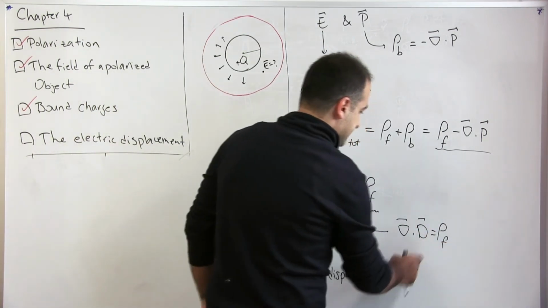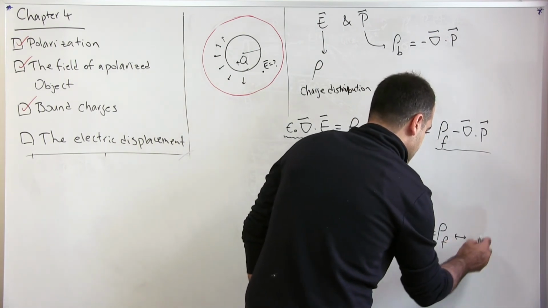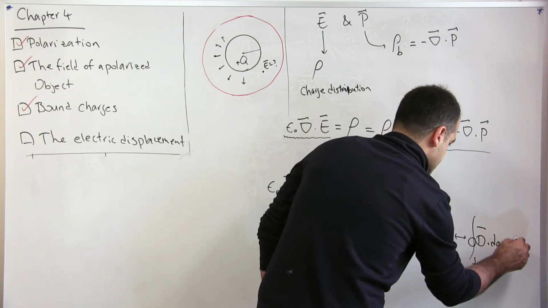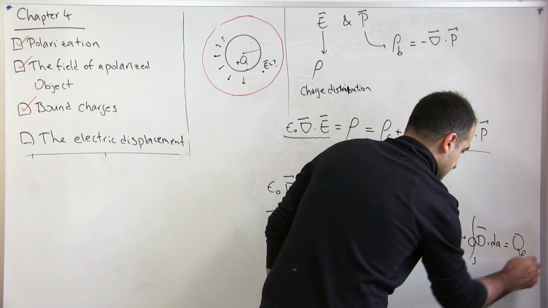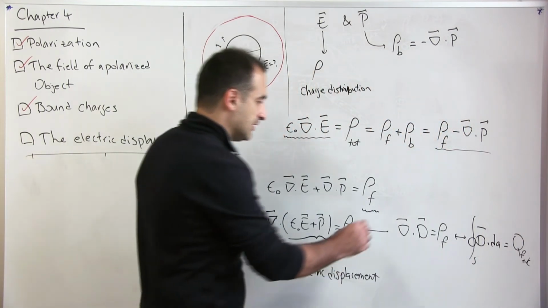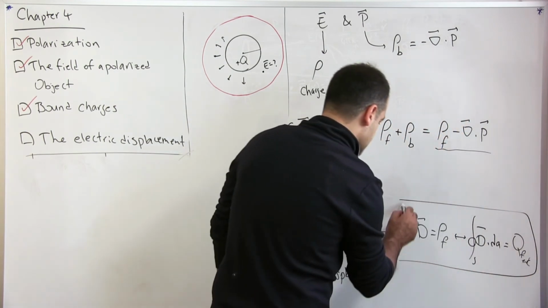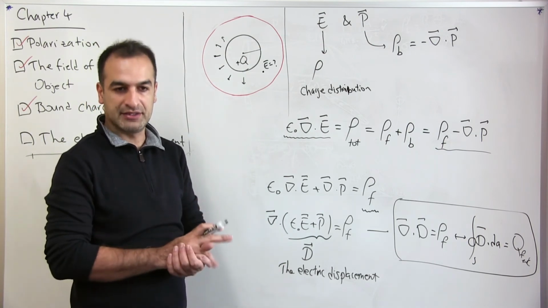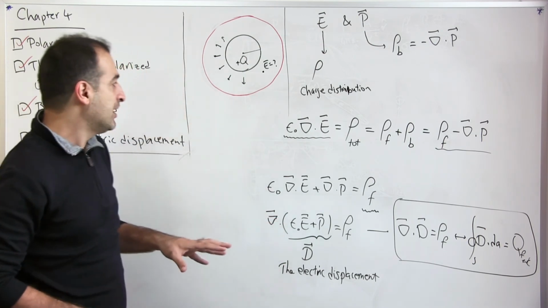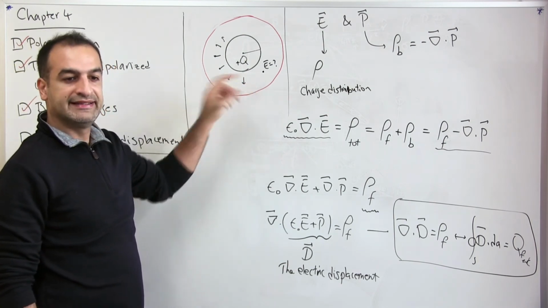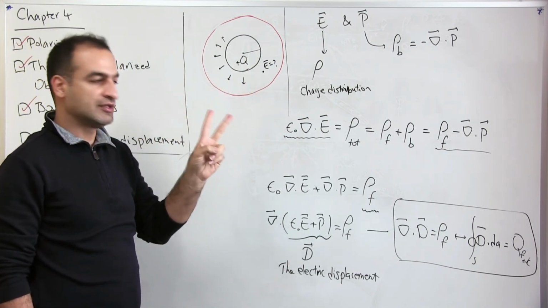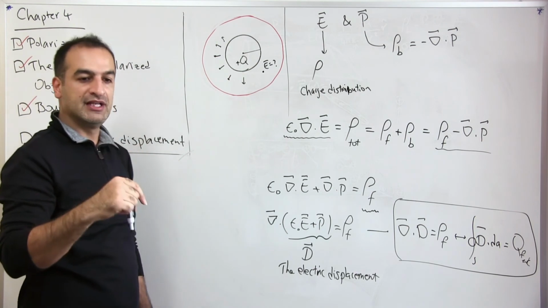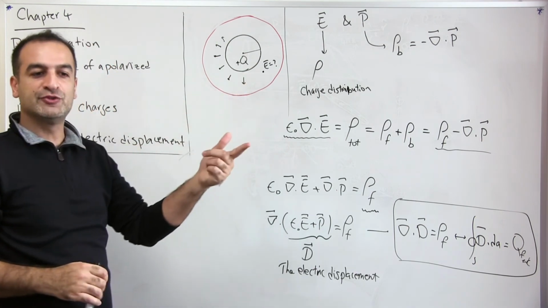This is the differential form. The integral form is interchangeable: the integral of D dot dA over a closed surface is equal to Q free enclosed. Hold on to this, because it's always going to be our starting point to calculate the electric field when we have dielectric material. Again, inside the dielectric material, the electric field is the result of two contributions: the free charge, which is the Q here, and the polarization, P. P itself is usually unknown.